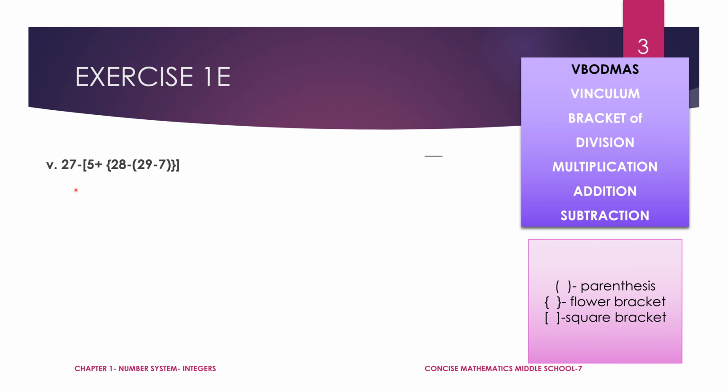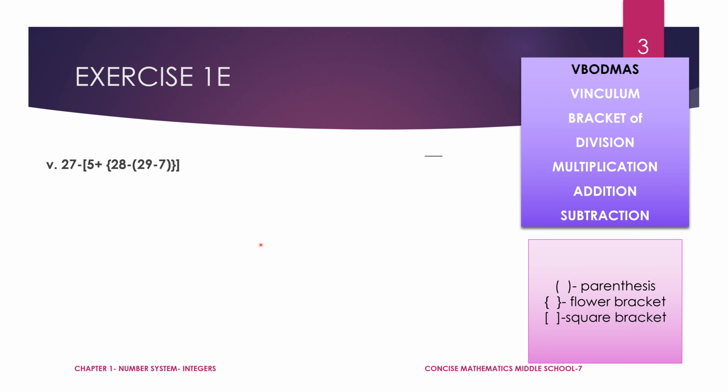Our fifth question: 27 minus 5 plus 28 minus 29 minus 7. Here, look carefully, children. Do you have any vinculum in this equation? No, you don't have any vinculum. Next, check for bracket. For the bracket, you need to give the first preference to this parenthesis, this kind of bracket. So just check for this kind of bracket. Yes, you have it over here.